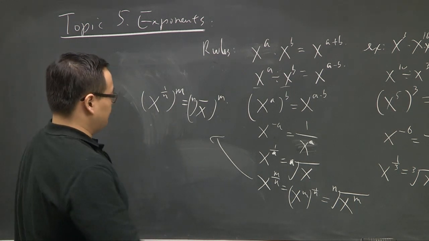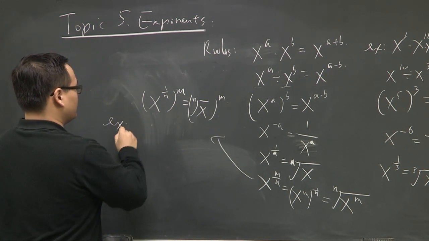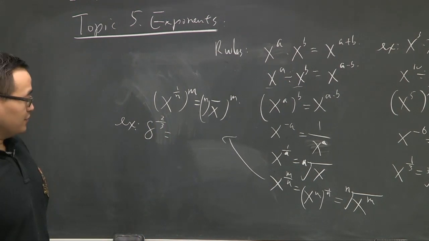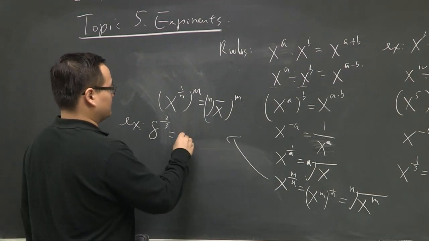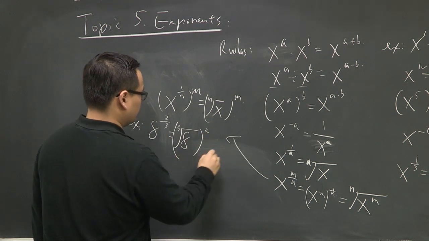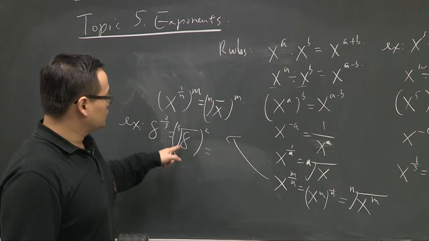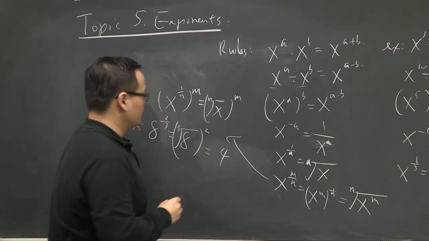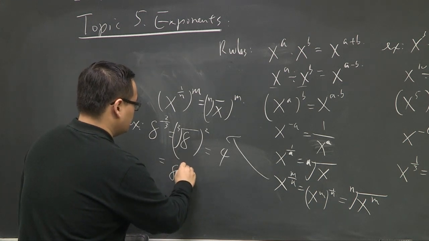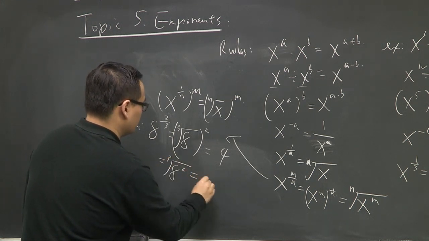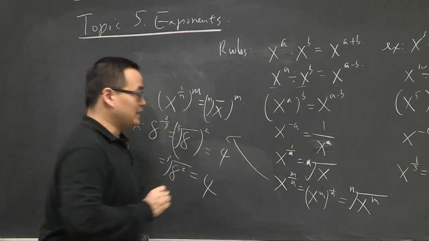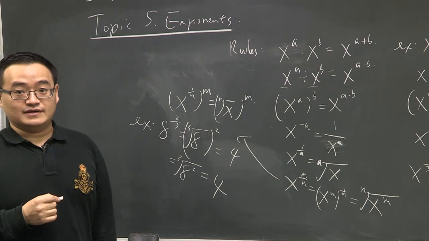Let's use a numerical example. If we have 8 to the 2/3 power, what does that get us? Well, there are two approaches. I can say it's the cube root of 8 squared, which is 2 squared, which is 4. Or I can say this is 8 squared and then the cube root. What is 8 squared? 64. The cube root of that is 4. So either way, it's fine.